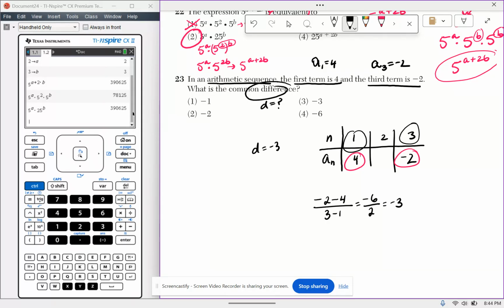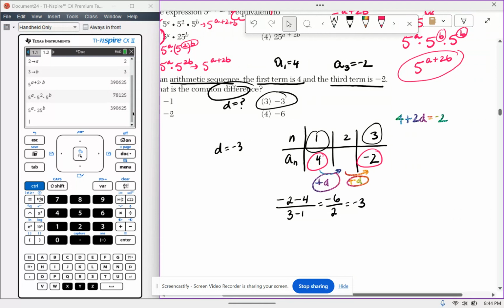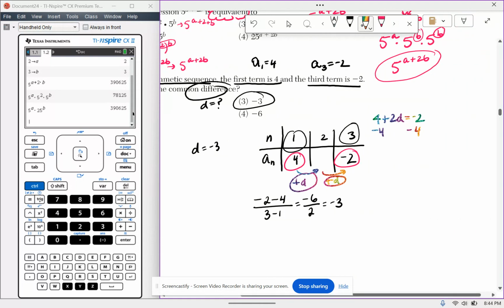You could also think about it as like, how do I get from here to here? I add a d. How do I get from here to here? I add a d. So 4 plus 2 d's gets me to negative 2. And then you could solve it that way. 2d equals negative 6. D equals negative 3.